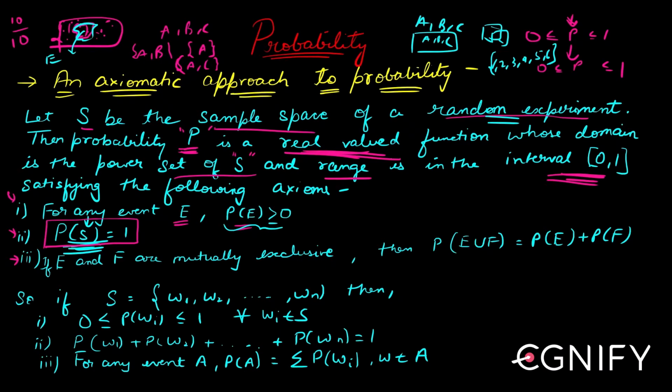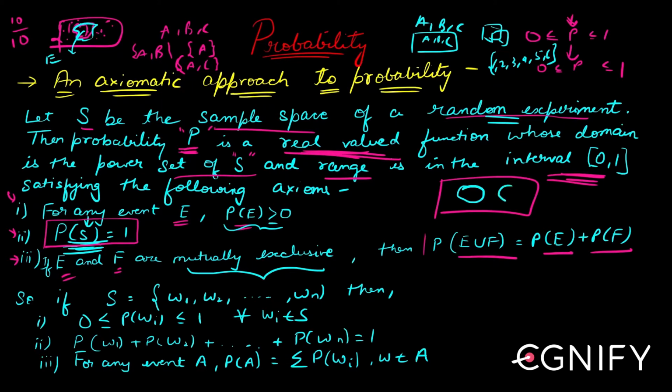Now, the third axiom: if E and F are mutually exclusive events, then probability of E union F is equal to probability of E plus probability of F. We'll be looking at this again when we look at the addition theorem, right? So for now I'll just explain it to you using a diagram. So this is my sample space. Now if I say E and F are mutually exclusive, I've already told you mutually exclusive means they don't have anything in common. This is your E, this is your F. Probability of E union F means either E or F, right?